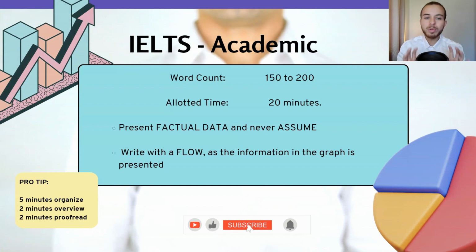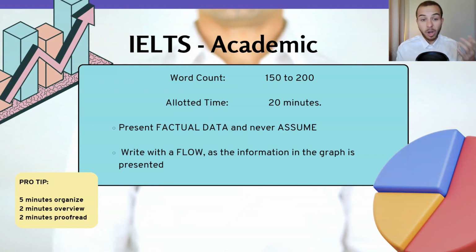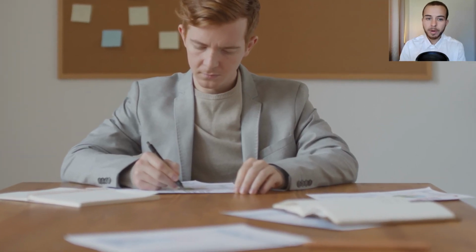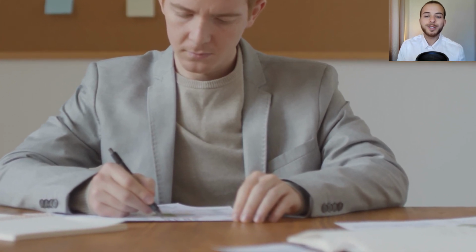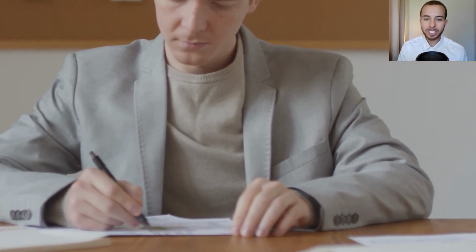Now, we're only presenting factual data. Many students make the big mistake of assuming what this information means, like assuming that the cost of living is too expensive, or assuming that more people like to go to this restaurant. Only tell the examiner what you can actually see. Be sure to write with a flow of information.